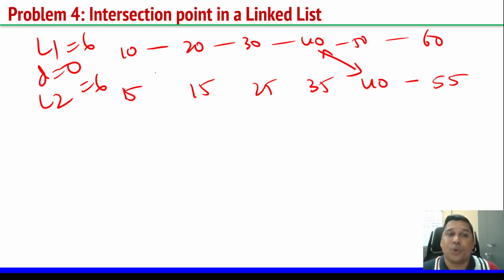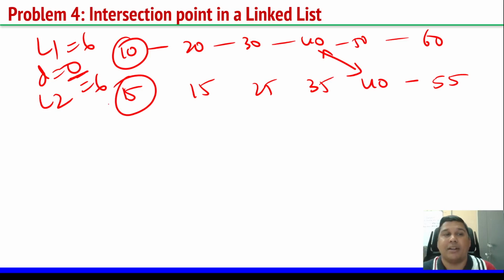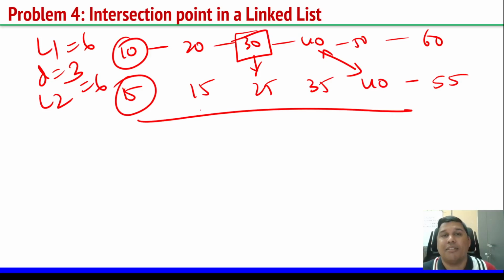Now you traverse this list L1, till which location do you have to go? Difference 0 means from the beginning only, there is no particular part. Suppose I tell you the logic. Suppose the difference was 3. Then in L1, you move 3 nodes. Then check this element, find out this element in this list.